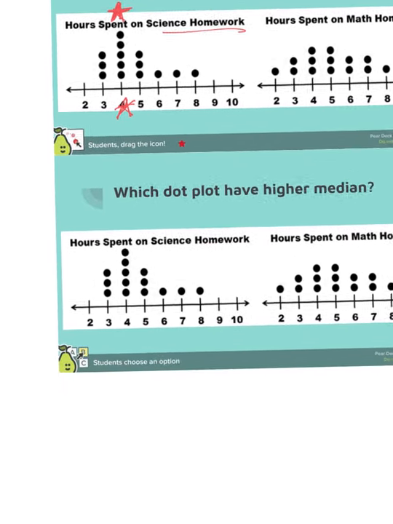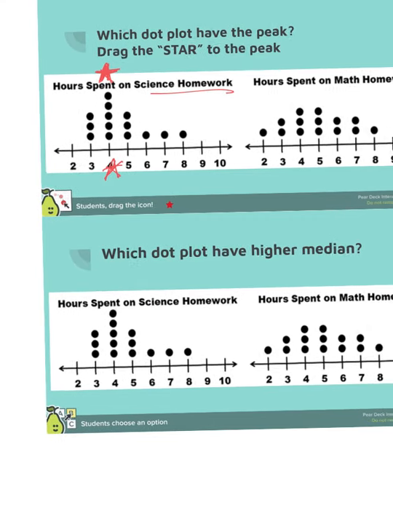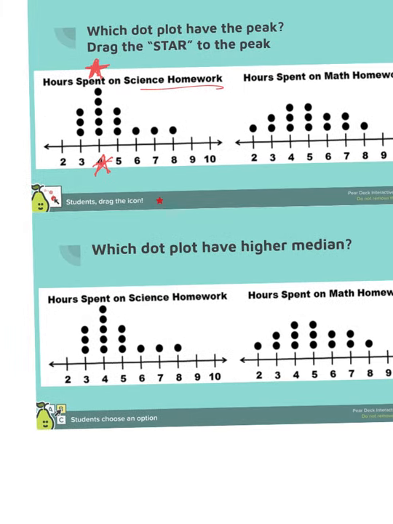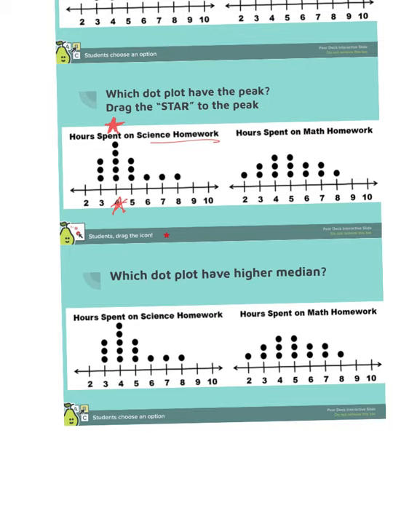As long as you put it at around 4 hours spent on science homework. Last question, which dot plot has the higher median? So we're going to find the median for the science homework as well as the median for the math homework. So pause the video, try it on your own.